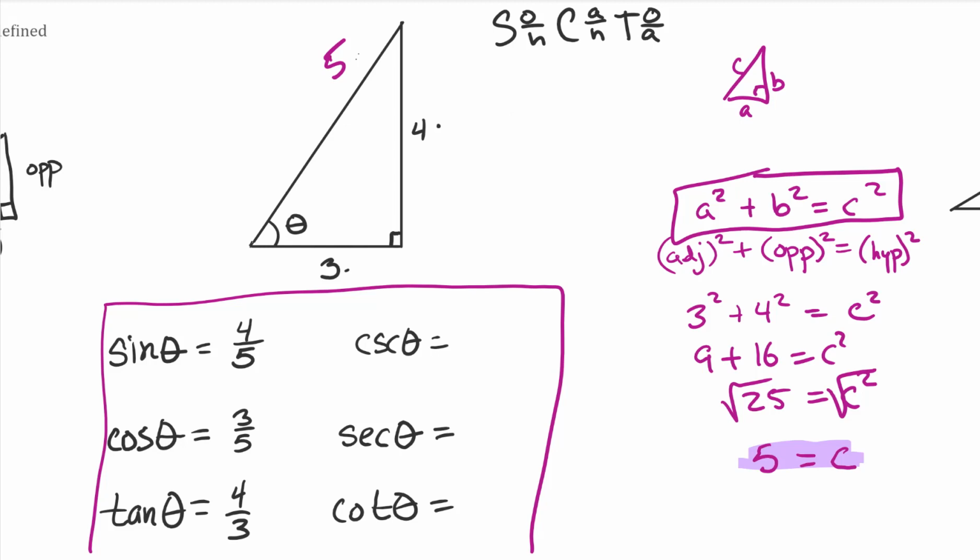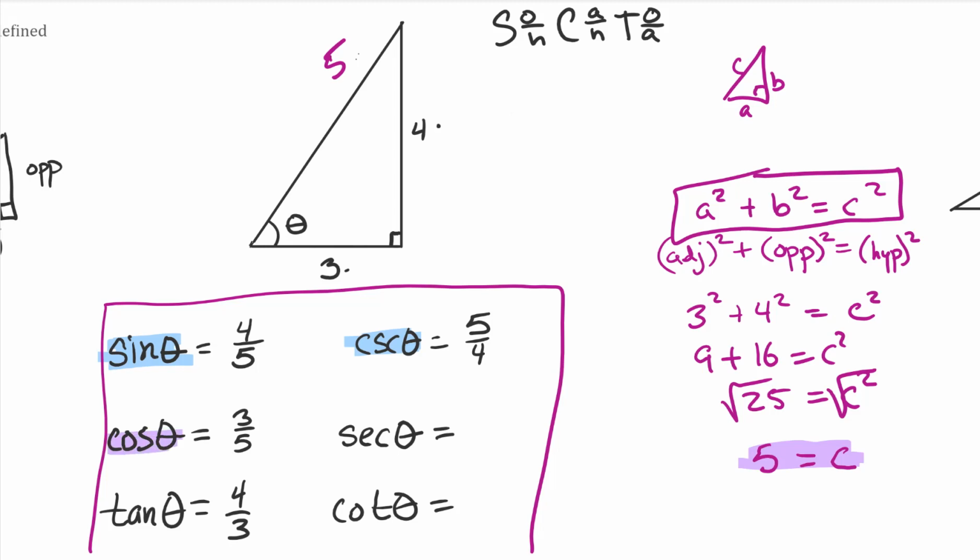Now there's a beautiful thing. We get the next 3 for free. Sine and cosecant go together. They're reciprocals of each other. So whatever answer you got for sine, 4/5, we're just going to flip it over and say it's 5/4. Because those two go together.